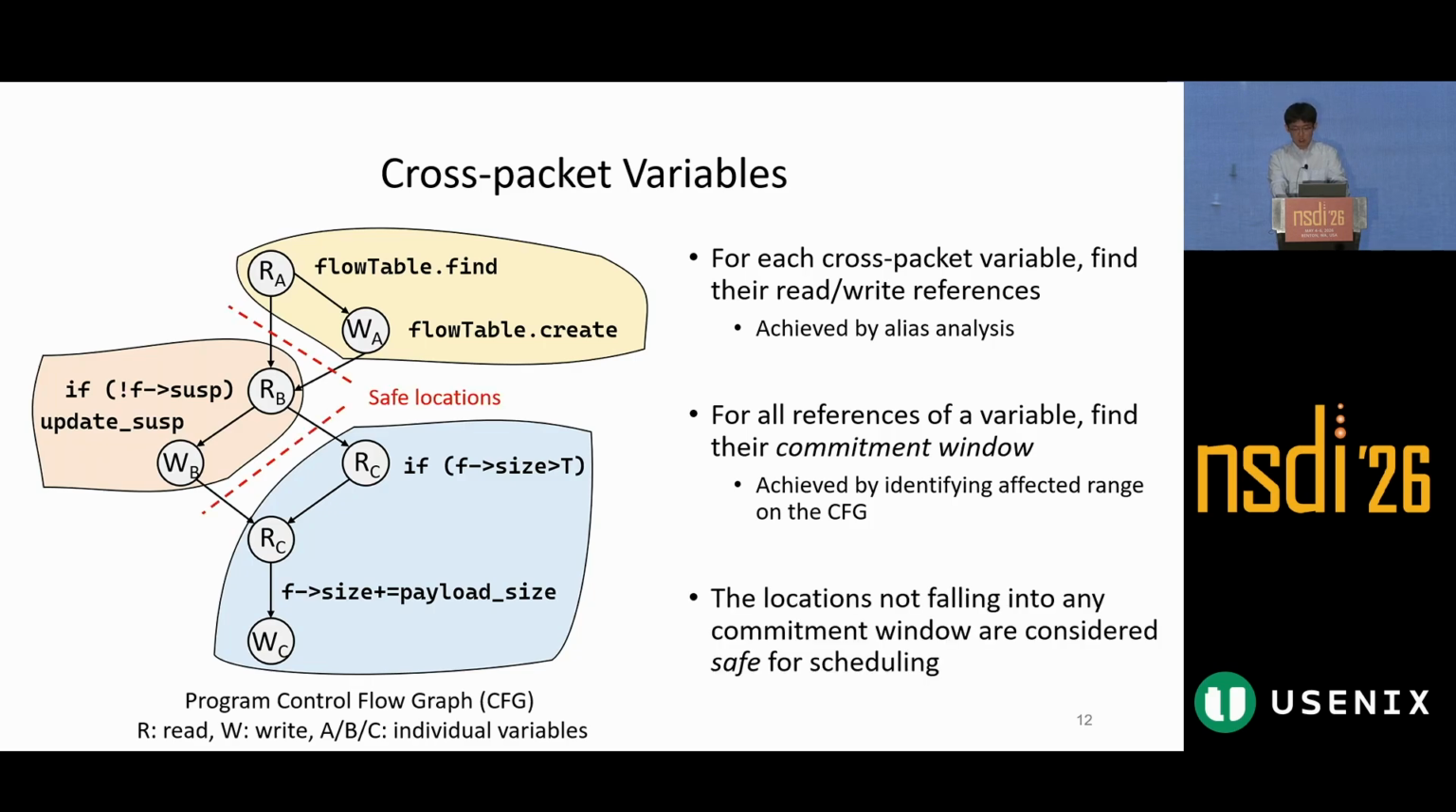Finally, after all commitment windows are marked on the CFG, there will be CFG edges not falling onto any of the commitment windows. Such locations are considered safe for scheduling sites because packets stopping here are not able to modify the previous variables and will only access the following ones in order. In this way, we actually find the location that enables scheduling while strictly keeping the original program semantics.